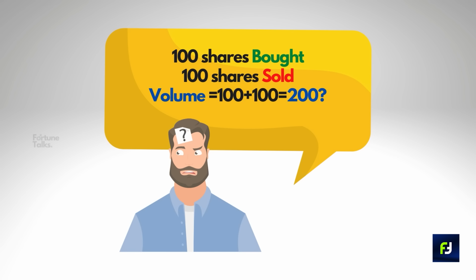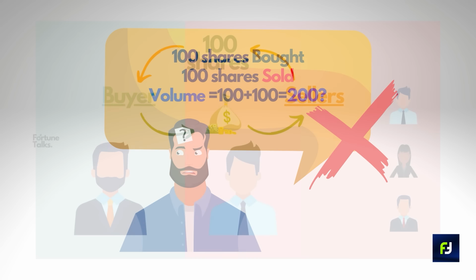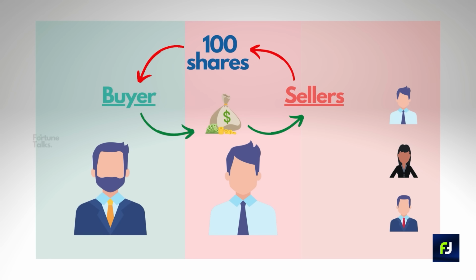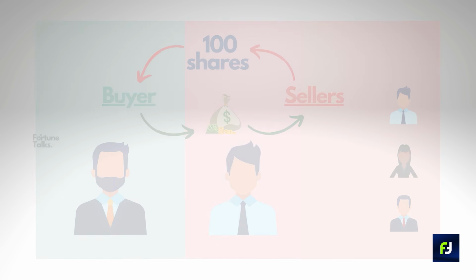Now many people tend to assume the volume and count it as 200 because 100 were bought and 100 were sold. But this is not the right way to look at volumes, because only 100 shares transferred hands from one person to the other. With that being said, the volume information on its own is quite useless.